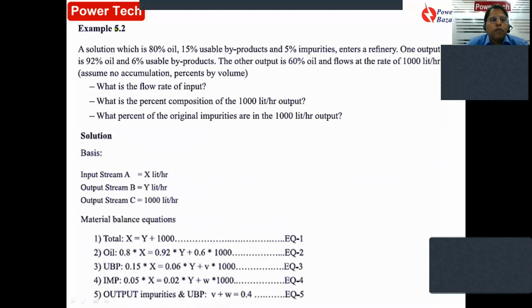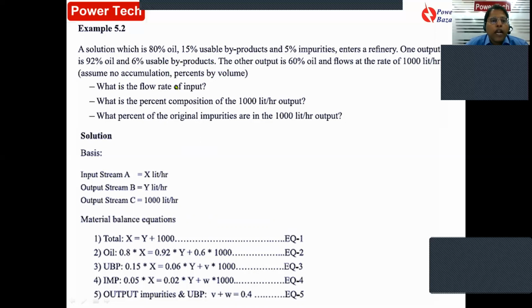Now come to another problem, 5.2. A solution which is 80% oil, 15% usable byproducts, 5% impurities enters a refinery. One output is 92% oil, 6% usable byproducts. There is a second output, which is 60% oil, and the flow rate of the second output is 1000 liter per hour. Here also, there is no accumulation, and the percentage is weight by volume.